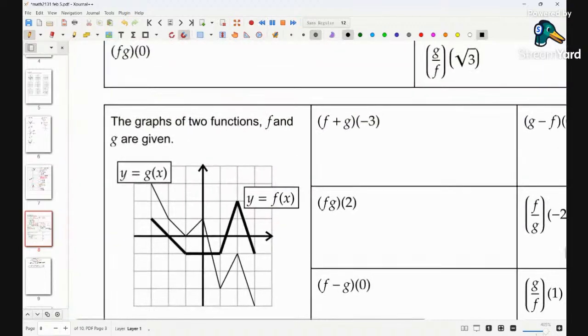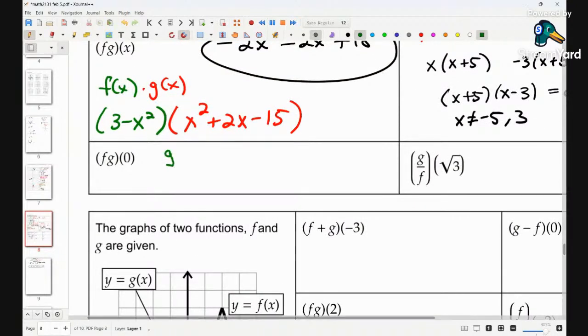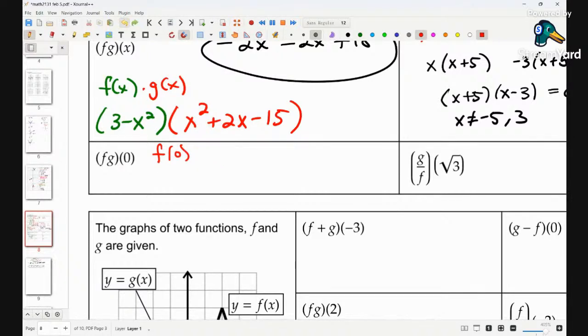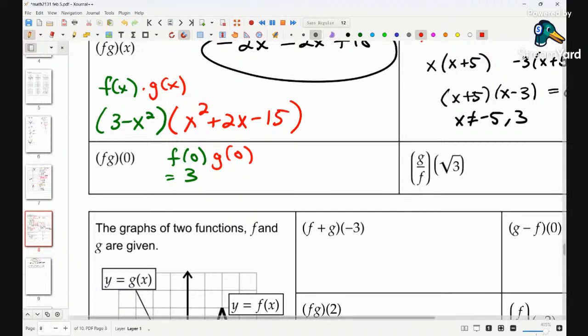Again, all this means is f, not of x, but of actually a number, multiplied by g of that number. And you guys just told me a moment ago, oh, I messed up my colors. F of 0, g of 0. You told me this was 3 correctly. You told me that this was -15 correctly. So our final answer is -45. Even simpler than algebra numbers.